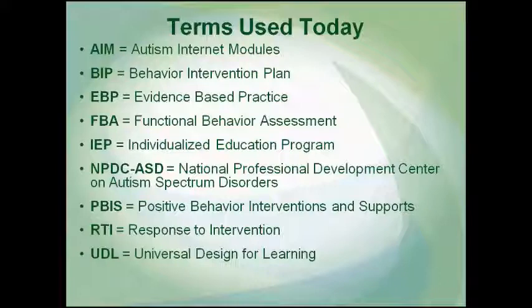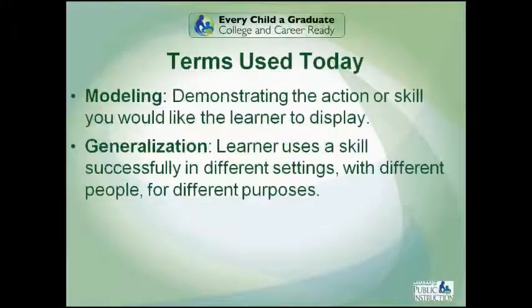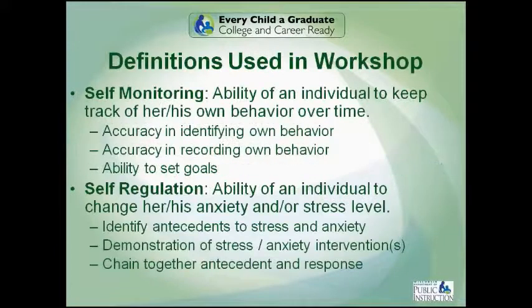Some of the ones we might refer to the most is AIM, Autism and Internet Modules. It's a website that has some great free resources. And some of the things like 5-point scale and some other interventions, you can actually find some videos and information on the AIM website. The other is the NPDC ASD, the National Professional Development Center on Autism Spectrum Disorders, who identified several interventions that are evidence-based for students with autism.